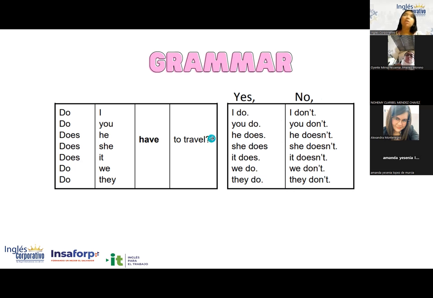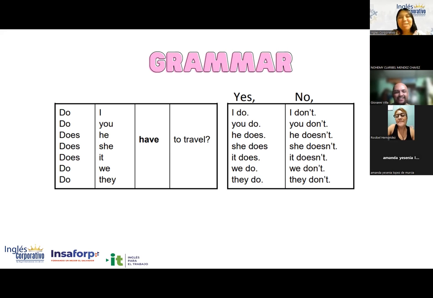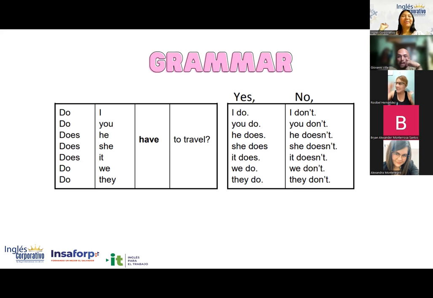So, do I have to travel? ¿Tengo yo que viajar? ¿Sí? No. Do I have to go to the dentist? Yes, I do. Do I have to watch TikTok? No, I don't. Do you have to watch Facebook? Yes, I do. Do you have to eat vegetables? Yes, I do. Do you have to go to a party? Yes, I do. Do you have to play video games? Yes, I do. No, I don't. Do you have to drink water? Yes, I do.